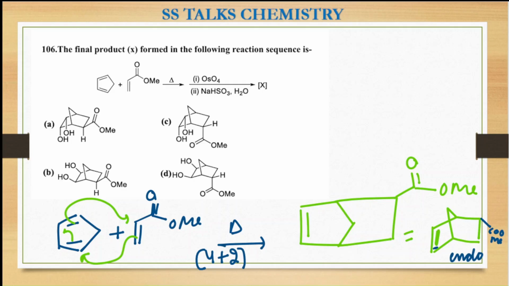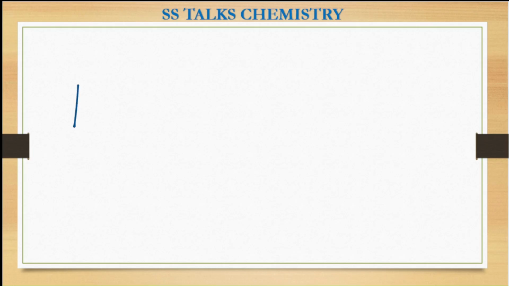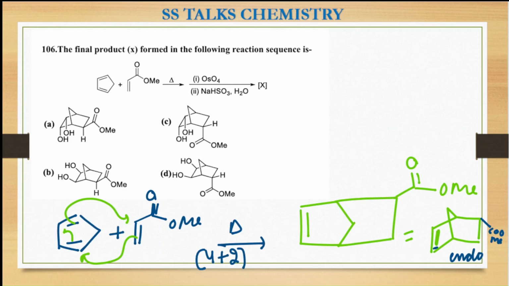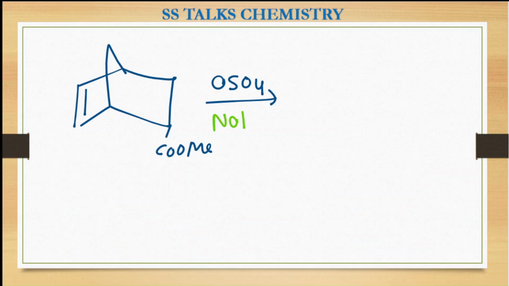Now in the next step, this is the species we have got so far, and this double bond is present in a symmetrical environment. Either your CO2Me can be placed at this center or on this carbon center, it does not matter, so I am placing it on this particular side. In the next step they have treated it with osmium tetraoxide, then with NaHSO3 and water. This is responsible for the formation of the diol species. So this alkene group will break and the diols will be formed over here.